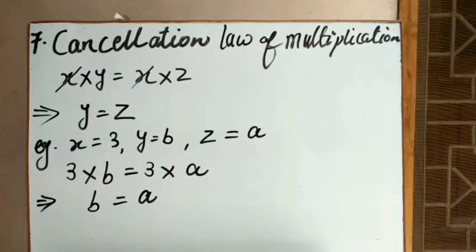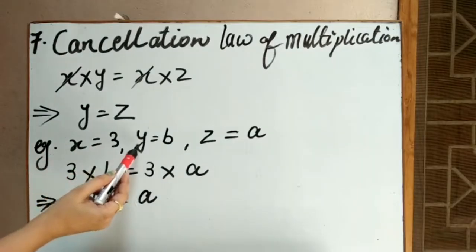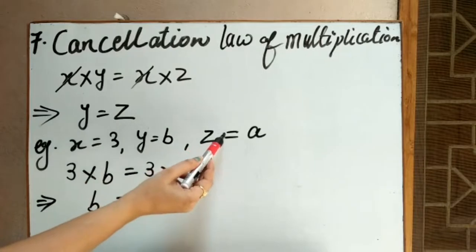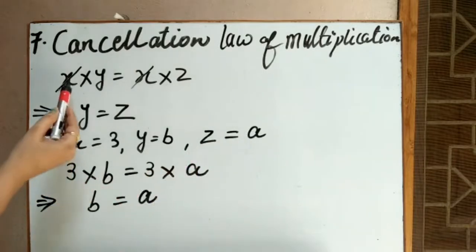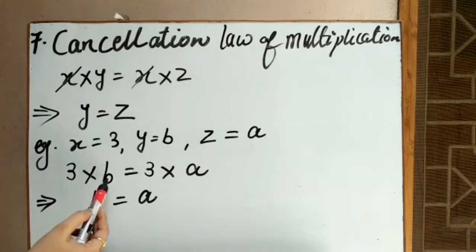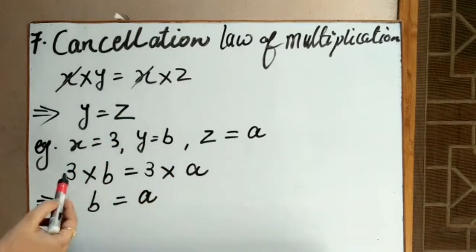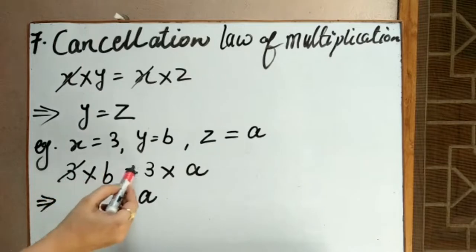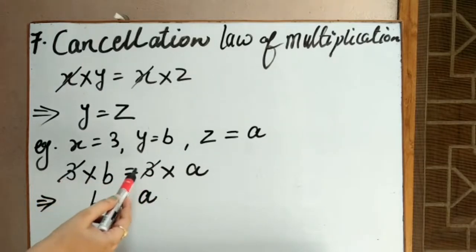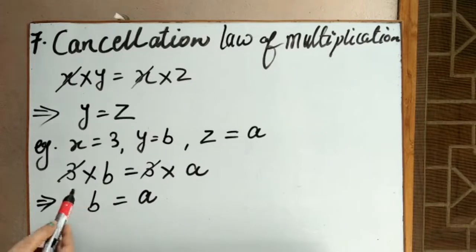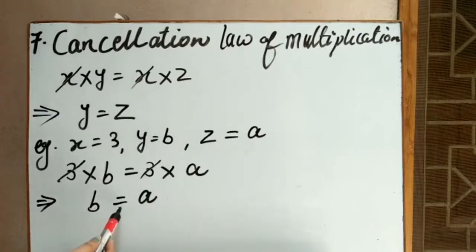For example, if x is equal to 3, y is equal to b and z is equal to a, then x into y, 3 into b, is equal to x into z, 3 into a. We can see here 3 and 3 are on both sides. So 3 and 3 will be cancelled out. What is left? b and a. This implies that b is equal to a.